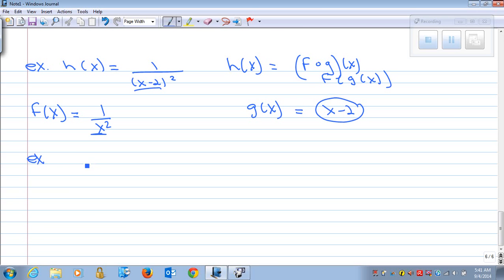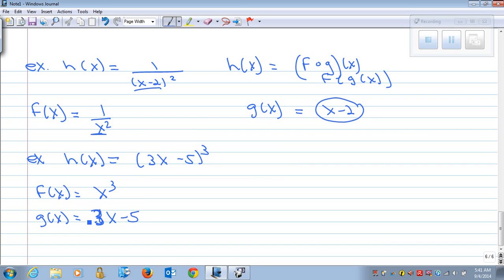So what if I gave you my h of x was equal to 3x minus 5 cubed? Well, take away all the transformations inside, and your base function, your outer function, we're going to call it f of x, could have been just x cubed. And then our inner function, our g of x, would have been the inside part here, which would be your 3x minus 5. And let's see if that works.